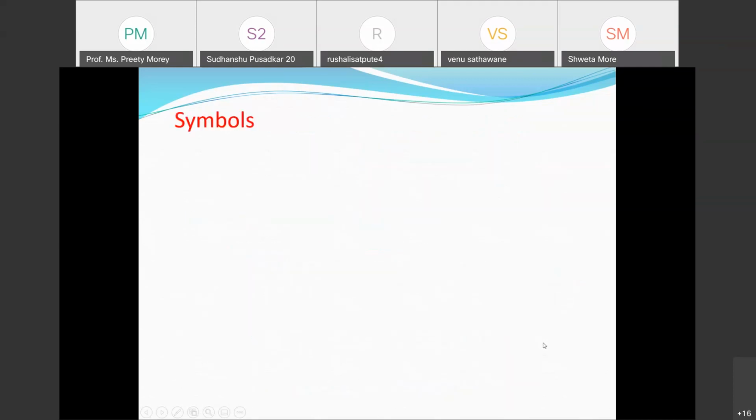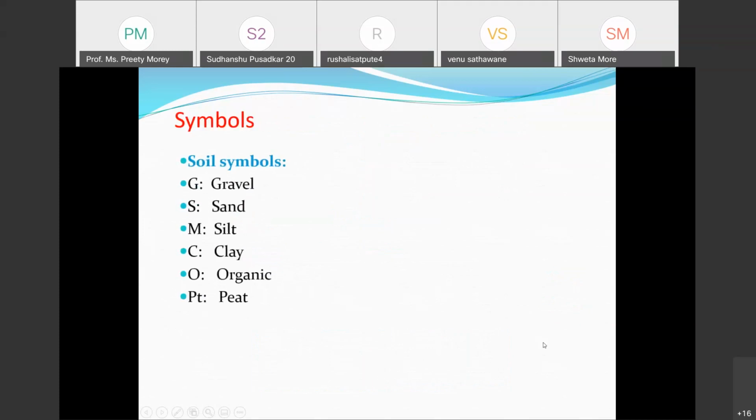So we require these two tests. Once we conduct these tests and get the values of liquid limit, plastic limit, and the sieve sizes, diameters, we can classify the soils. Now, these different soils which we are identifying from this sieve analysis have been given some symbols. As we have seen: boulder, gravel, sand, silt, clay.